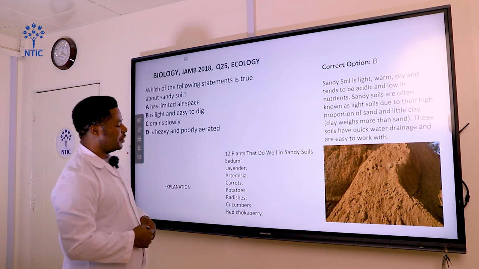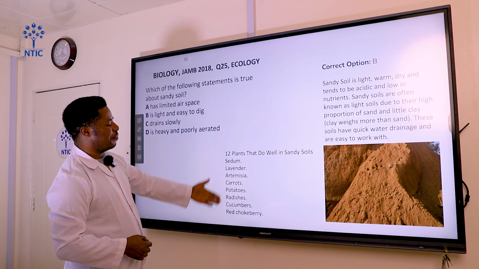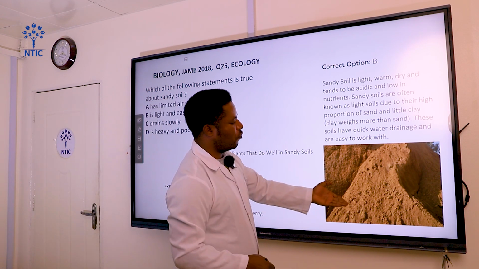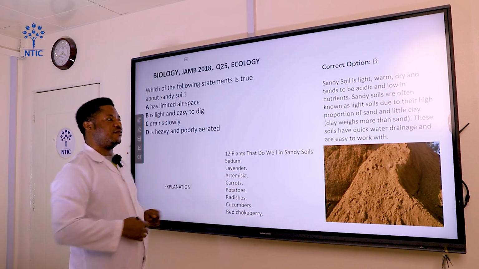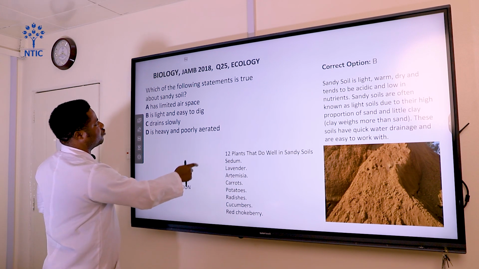To dig. If you look here, you will see the plants that can be grown on sandy soil, and this is a sample of our sandy soil. Over there is the explanation. Let's go to the next question.